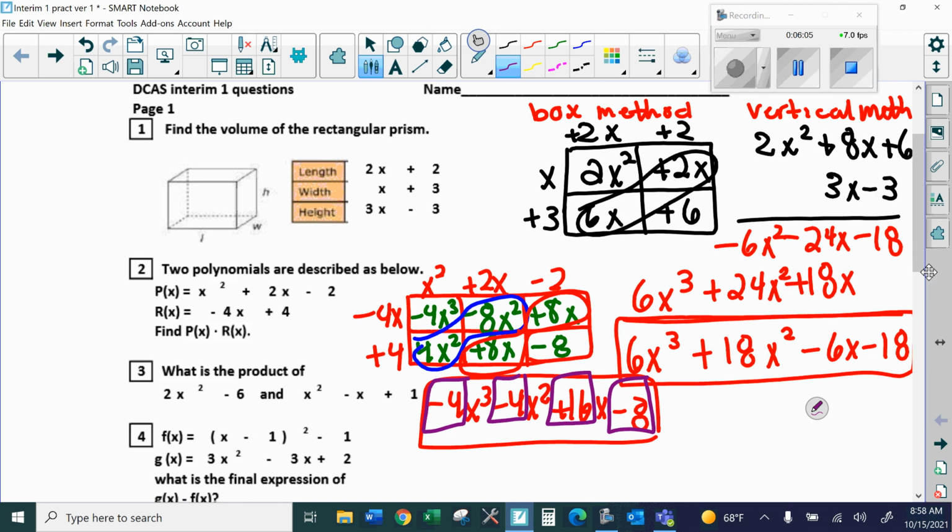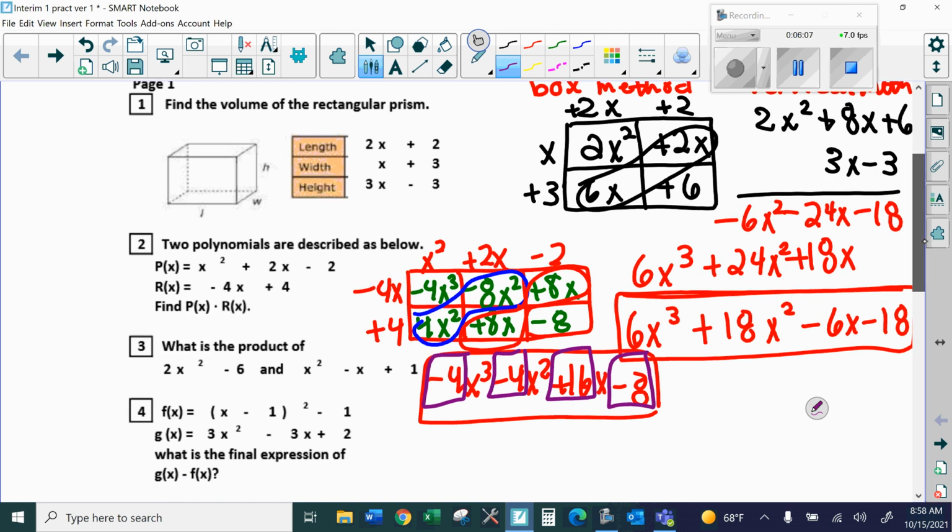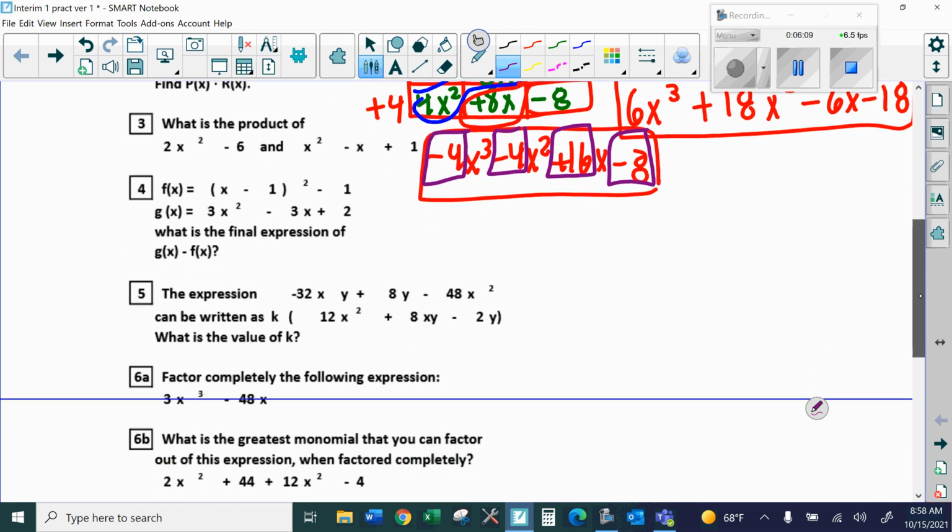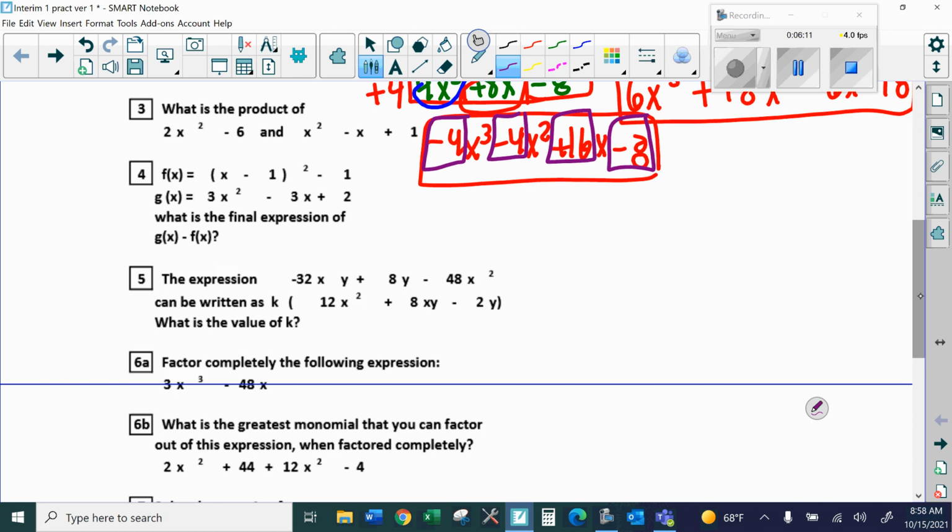What's the product of 2x squared and x squared? Product, again, there's testing vocabulary, multiplication. You should know that from elementary school onward. So I just did the box method. I'll go back and do the vertical method.